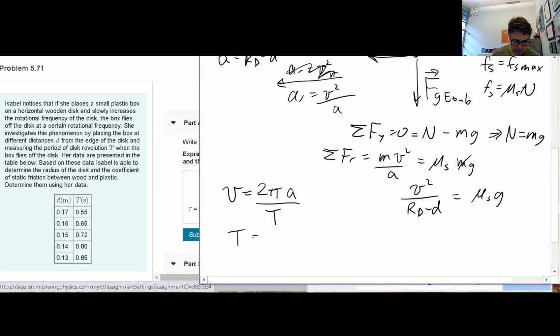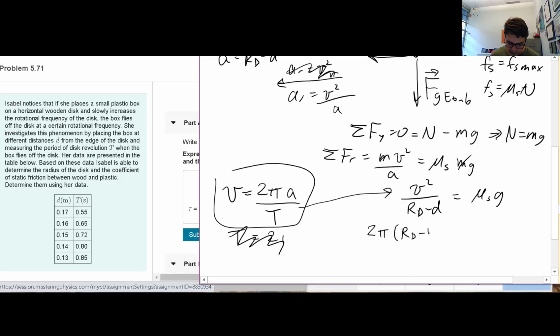Okay, so the period is equal to 2 pi, well, let's just take this and sub it into there, and then we'll solve for the period. So I've got 2 times pi times (r_d minus lowercase d) divided by t, all squared, times 1 over (r_d minus d), is equal to mu sub s times g.